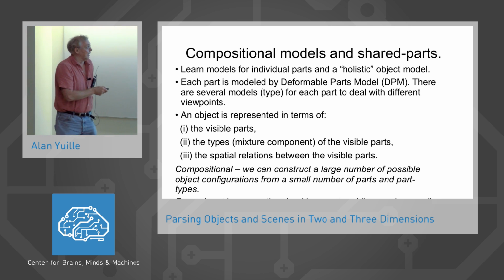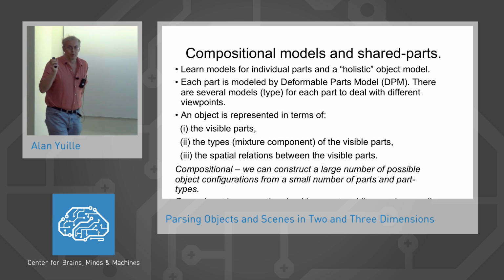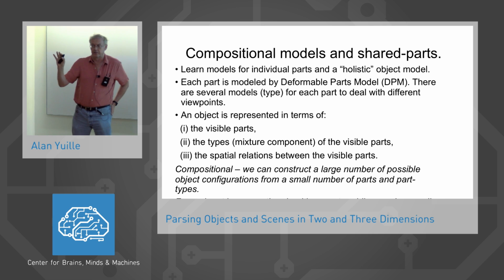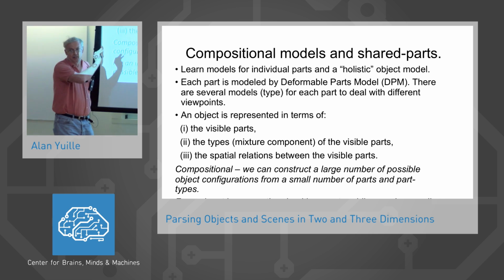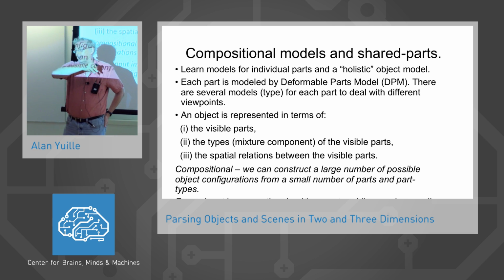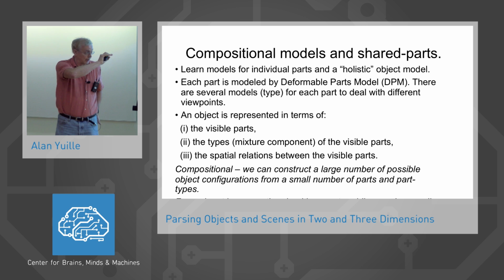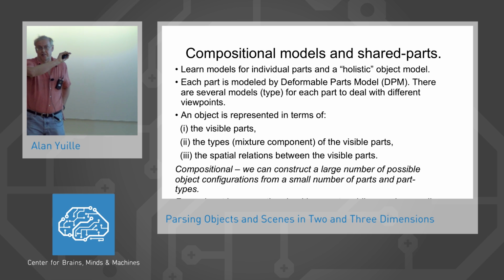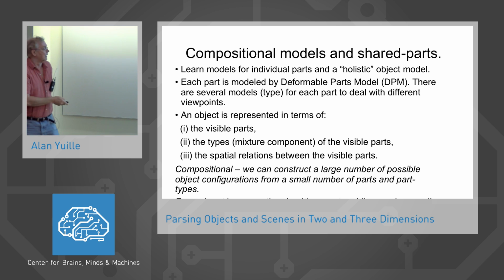And if you do this with a traditional graphics model, like, say, a pictorial structure model that people would use in vision, you'd have to have about 100 different pictorial structure models to deal with all these different possibilities.